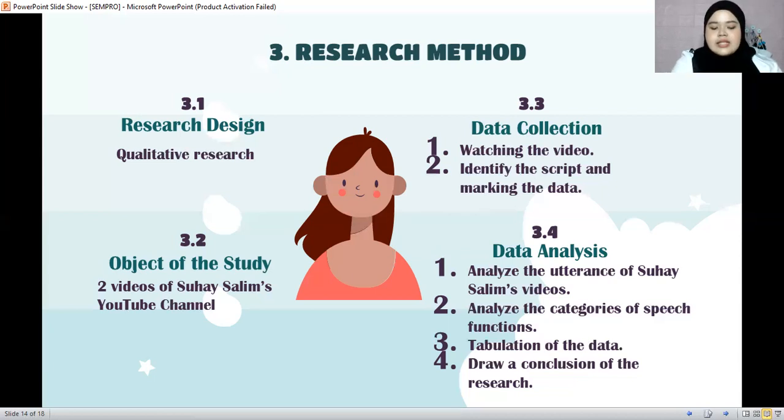Last but not least, the researcher draws a conclusion of the research. After the researcher collects and analyzes the data, the researcher will conclude by stating the categories of speech functions used by Suhail Salim in her video, the most dominant category used by her, and the reason why she used that category more often than the rest of the categories.